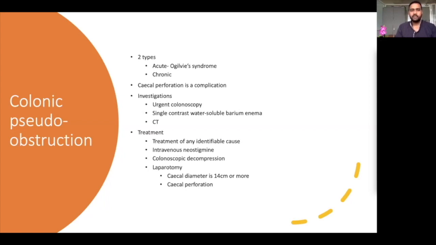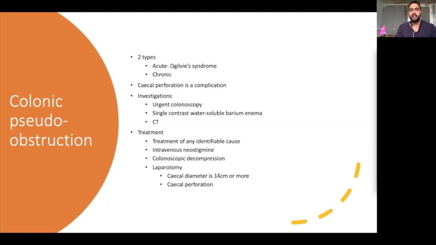When it comes to treatment, we have to treat any identifiable causes, right? That is the important one. Anything we identify, we have to treat. That is the most important one. If identifiable causes are not there, so that it is a pure colonic pseudo obstruction, then we can give intravenous neostigmine, right?